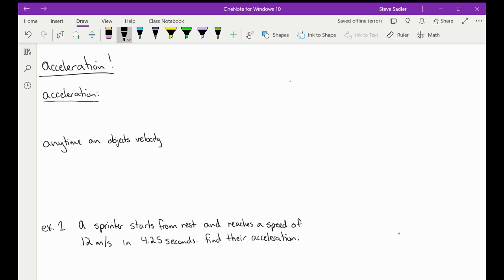So the technical definition is acceleration is the rate of change of velocity over time.